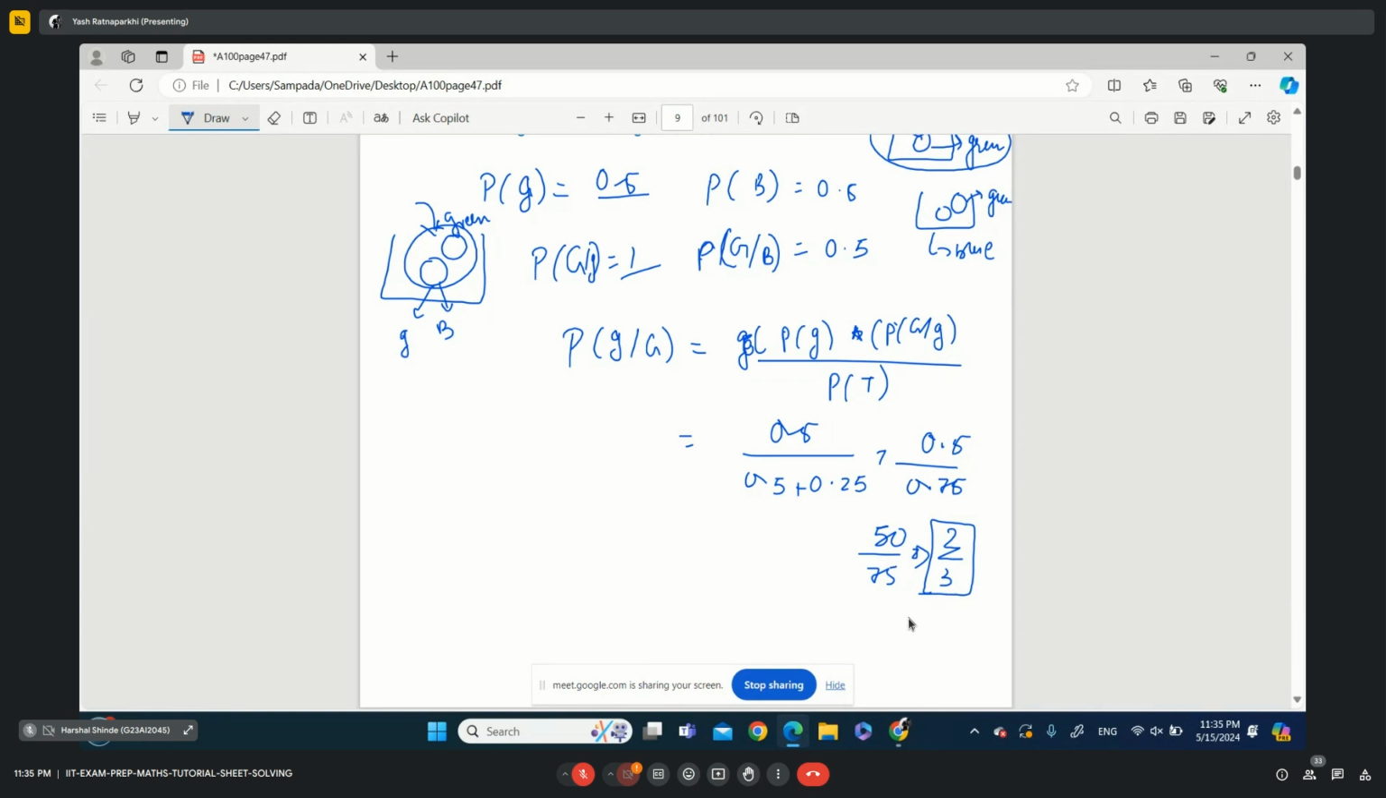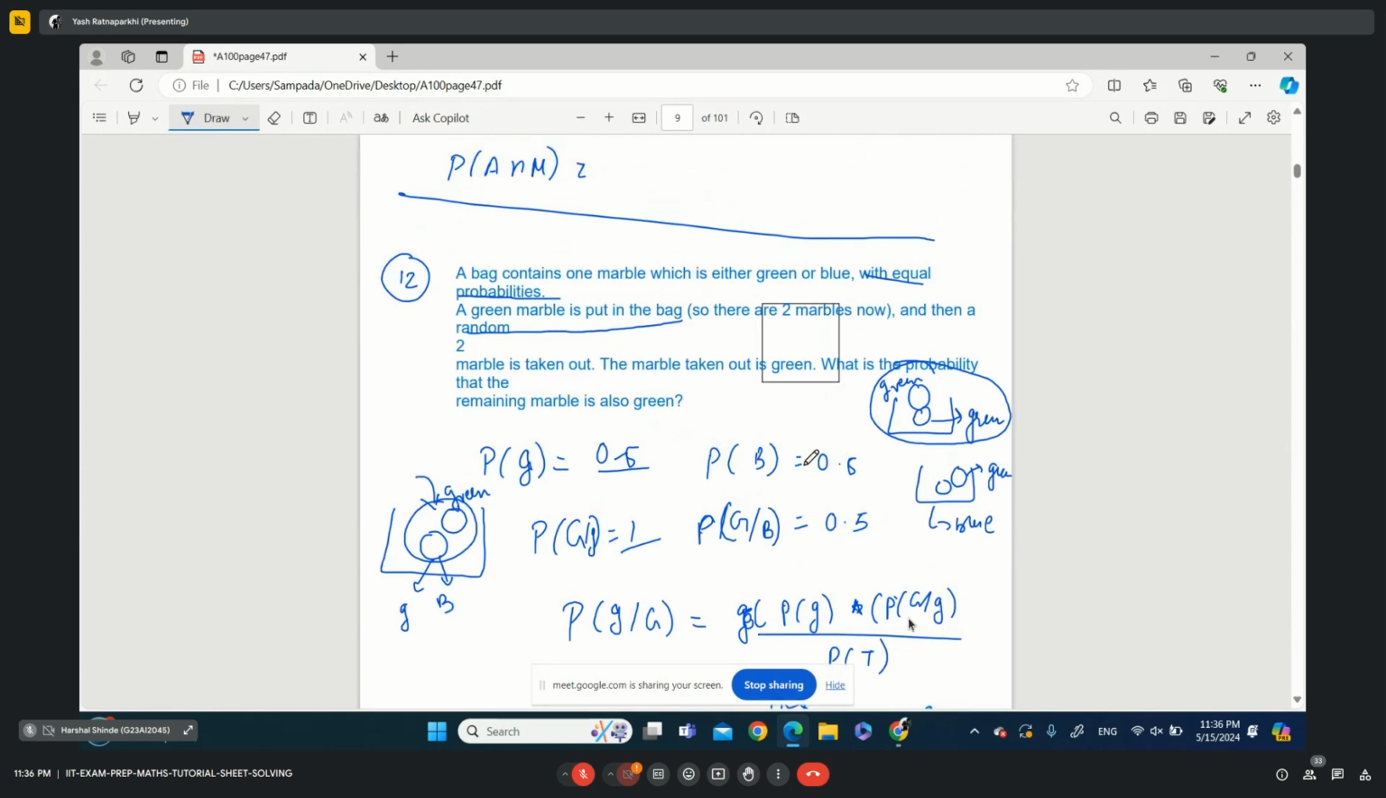Yes, it's clear, but can you explain once again how you calculated P(G given G) equal to 1? What I calculated? Can you repeat once more? I'm asking how you calculate it. I was asking how the P(G given G) comes to 1. I told you just now. Look at this question, there is already one ball, there is one ball, guys.